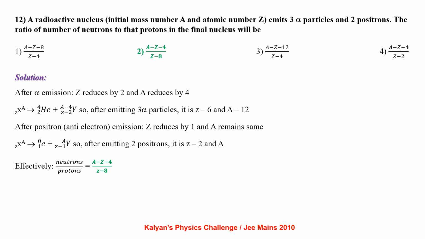Positron is nothing but anti-electron having opposite charge and electromagnetic characteristics, but mass will be same. So in the form of an equation, we can write X(Z, A) gives rise to positron plus Y(Z minus 1, A). So after emitting 2 positrons, the atomic number reduces by 2 units, mass number remains same. Combining the alpha emission and positron emission, we have neutrons to protons is A minus Z minus 4 by Z minus 8.